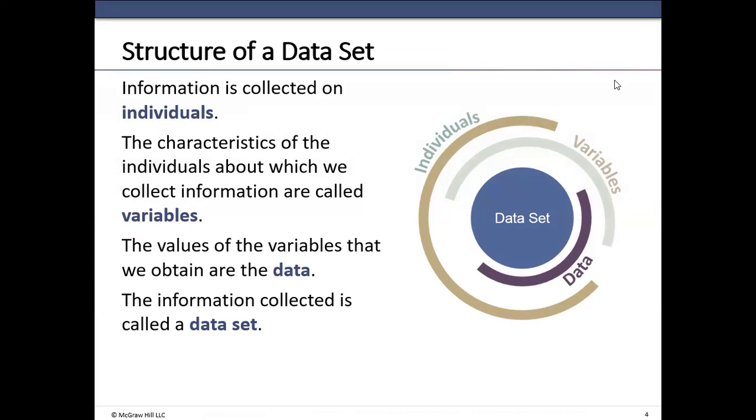The characteristics of the individuals about which we collect information are called variables because they vary from person to person. The values of the variables that we obtain are data or pieces of information. The information collected is called a data set, such as the mean age of the students in a sample of 50 students. That will be a data set.